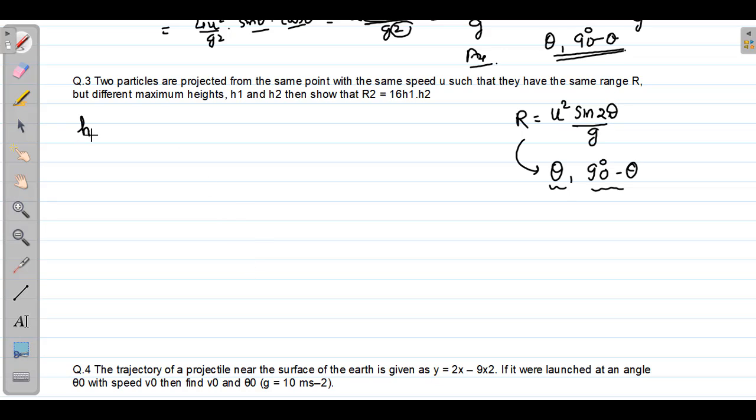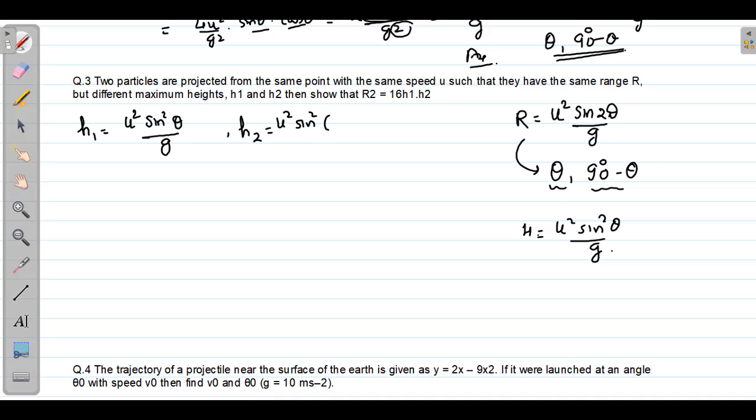So in the first case, the formula for maximum height is u square sine square theta by g. So in the first case, h1 is equal to, projected with the speed u, u square sine square theta by g. Similarly, we can write h2 is equal to u square sine square.